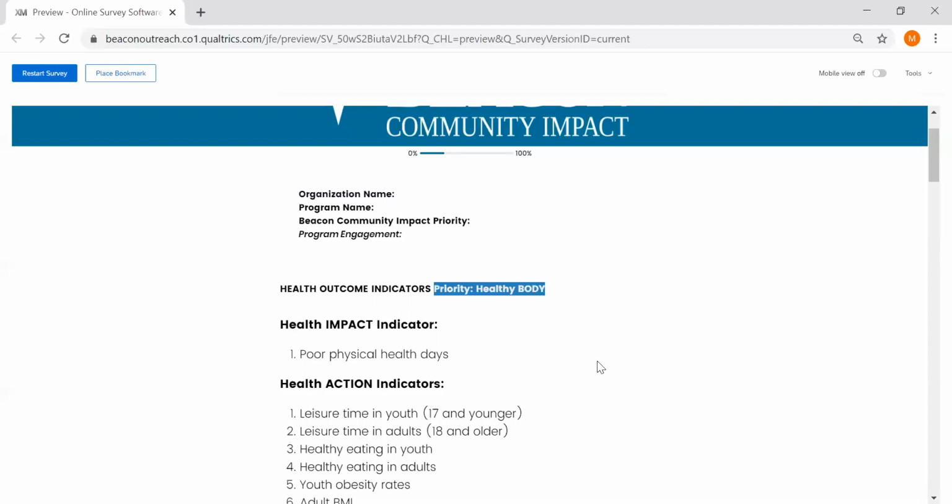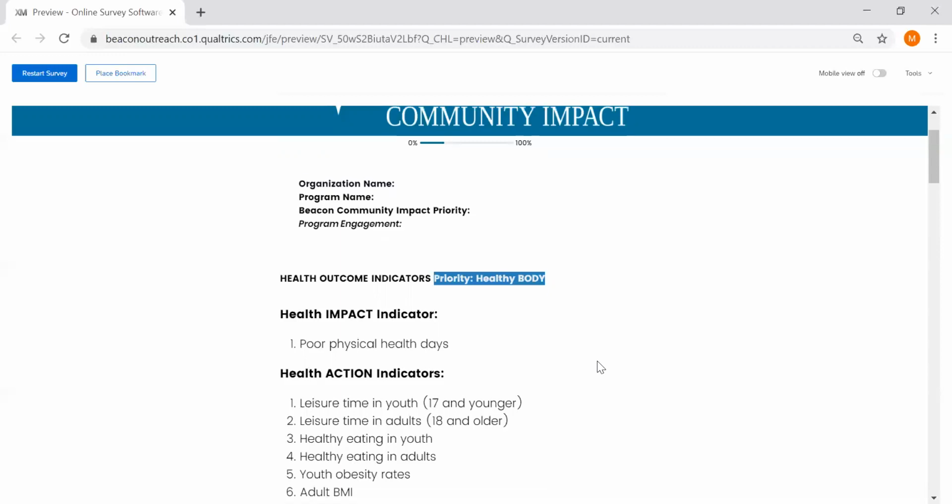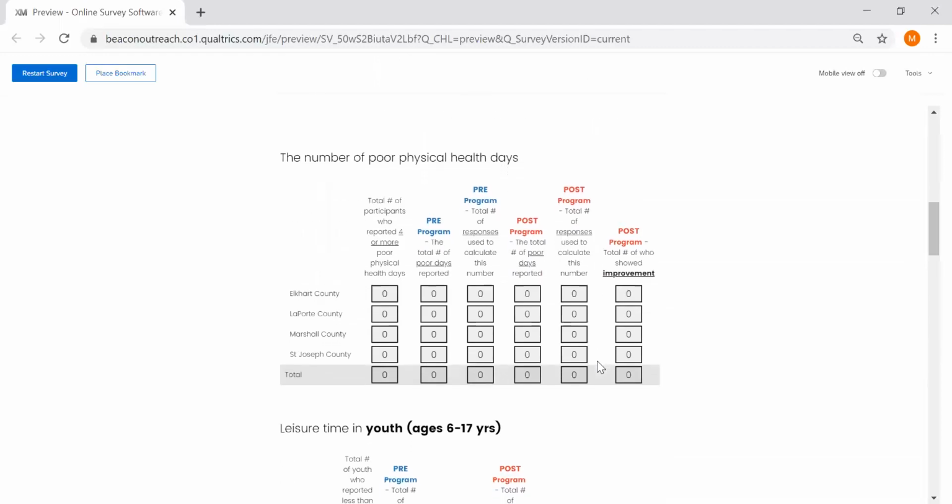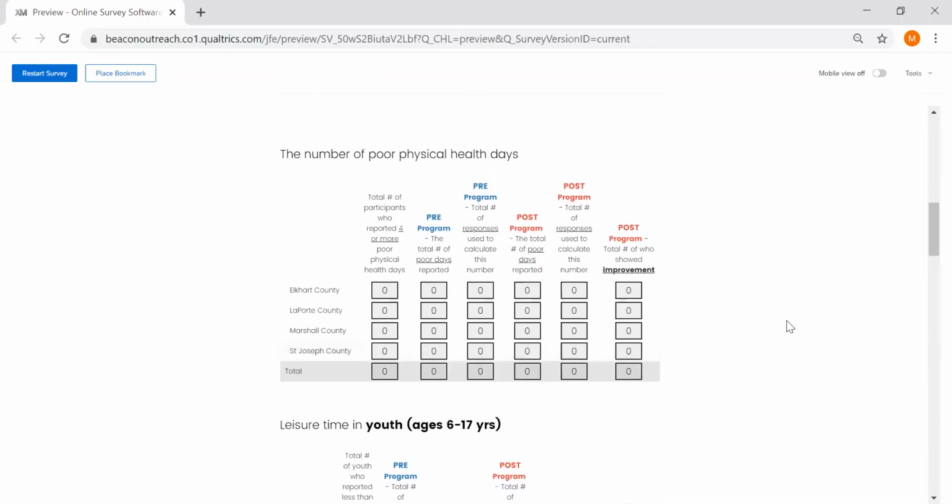The number of poor physical health days is a good example of what a typical indicator question looks like. For every indicator, there are typically 6 questions. First is the number of individuals who reported less than the best practice benchmark. The best practice benchmark to use will be included directly after the question. In the case of poor physical health days, the best practice benchmark is 4 or more physical health days.